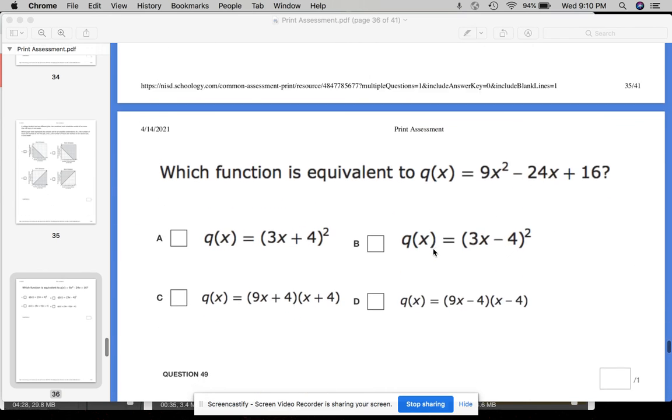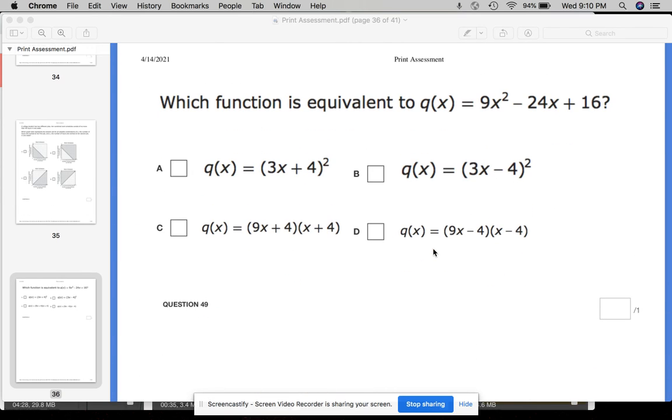Question 48. Which function is equivalent to q of x equals 9x exponent 2 minus 24x plus 16? A. q of x equals (3x plus 4) exponent 2. B. q of x equals (3x minus 4) exponent 2. C. q of x equals (9x plus 4)(x plus 4). D. q of x equals (9x minus 4)(x minus 4).